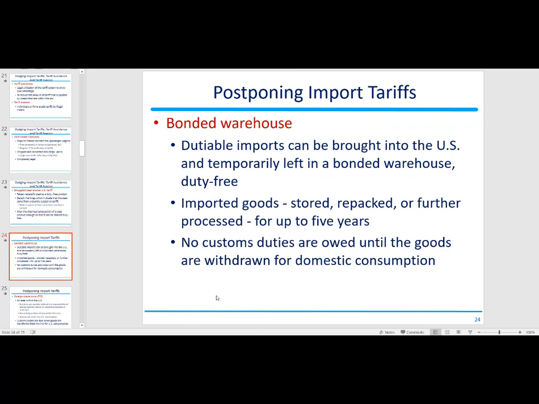Another facility that domestic producers can use when importing components, inputs into their production process, is to use these bonded warehouse facilities that basically allow you to delay the payment of the tariffs as long as they are not withdrawn for domestic consumption. So you can delay for a maximum of 5 years paying duties on those imported goods, and as time is money, this is a benefit given to US importers and producers.